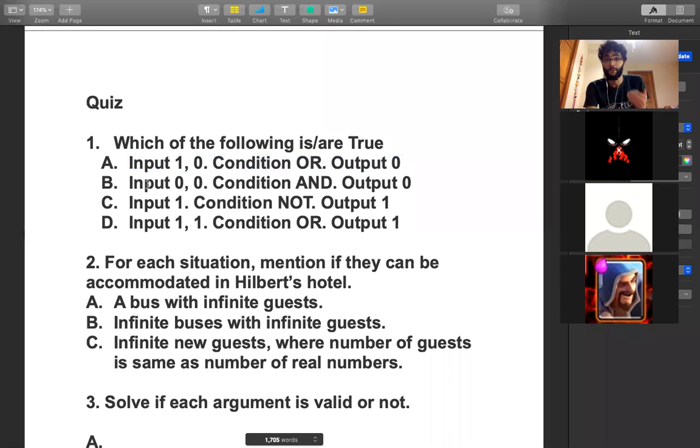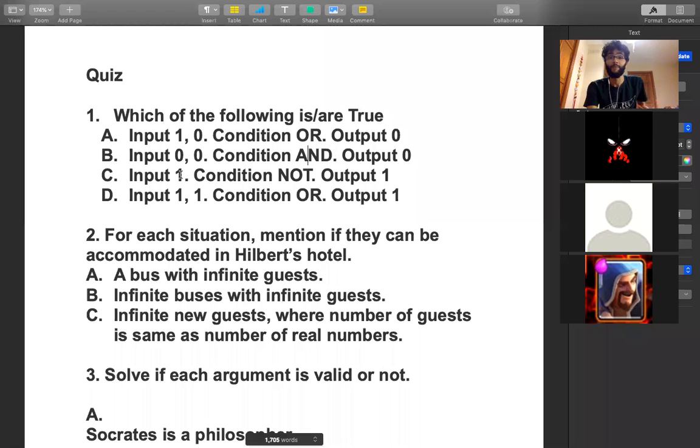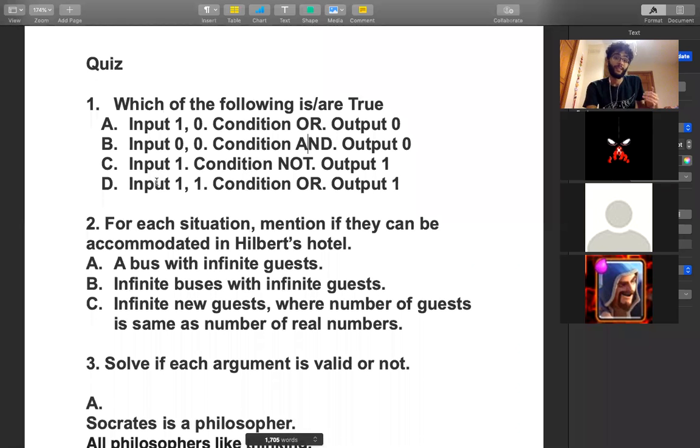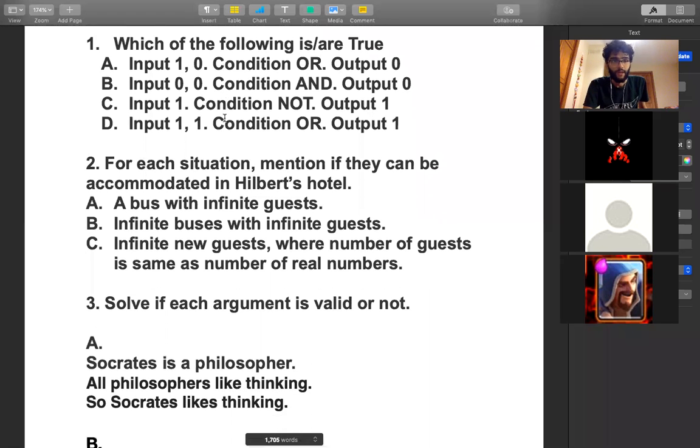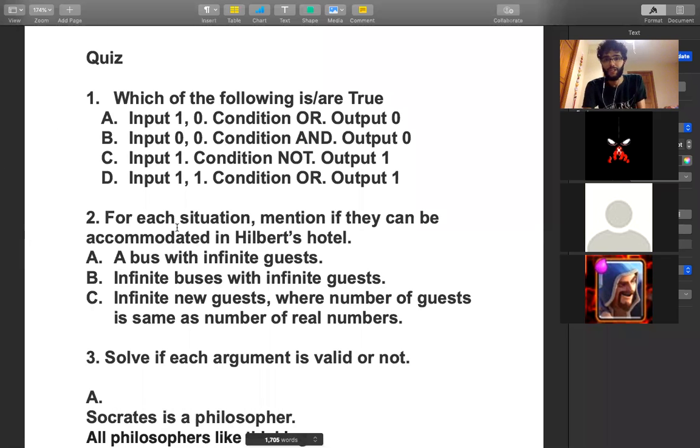The second thing is input 0, 0. The condition is AND, and the output is 0. You have to decide if this is true or false. The third one is that the input is 1. The condition is NOT, and the output is 1. And the fourth one is that the input is 1, 1, and the condition is OR, and the output is 1. So you have to decide if each of the situations is actually true or false. Now, I don't want any of you to type the answers to me. Just write them on a piece of paper, and then I will reveal the answers later, and you can self-check your answers. Now, the second question is, for each situation, mention if it can be accommodated in Hilbert's Hotel.